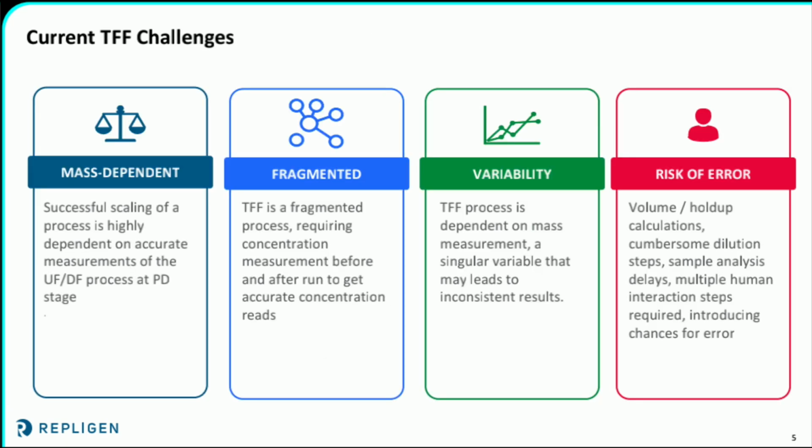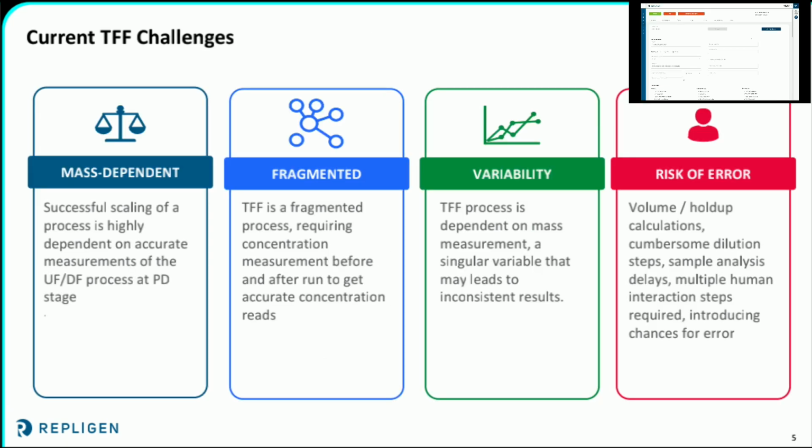So current challenges with TFFs, everybody is very familiar with it being very mass dependent. So with mass dependency, you have your hold up volume calculations and even the non-one weight of water that is assumed. So there's a lot of assumptions and things like that that go into the mass dependency that you can eliminate those errors by going straight off concentration.